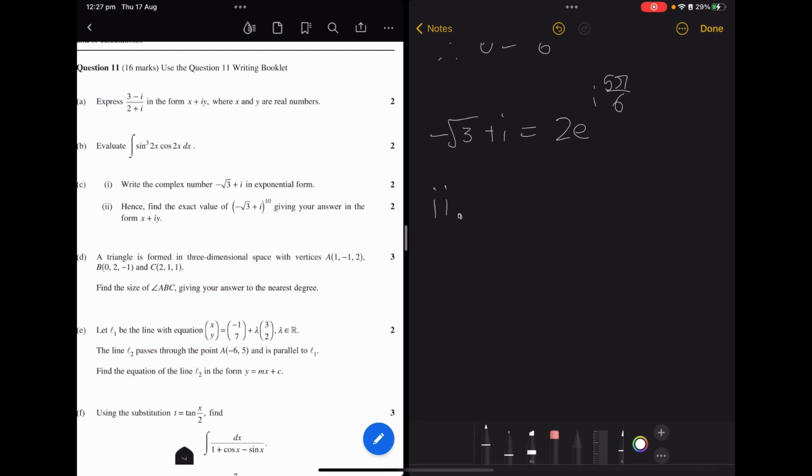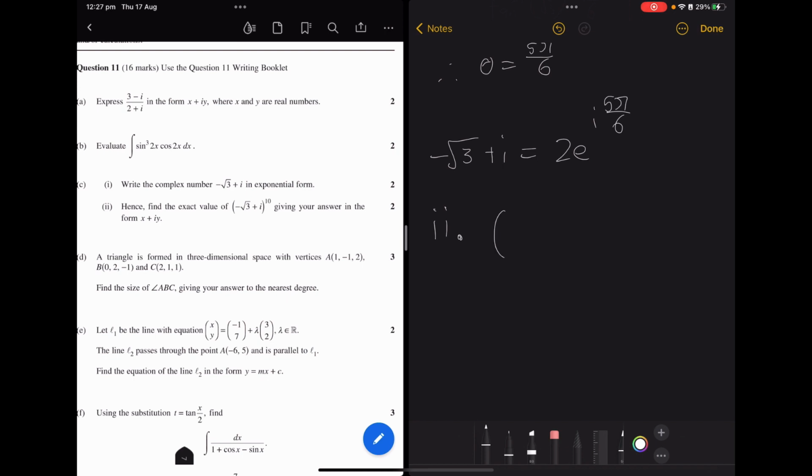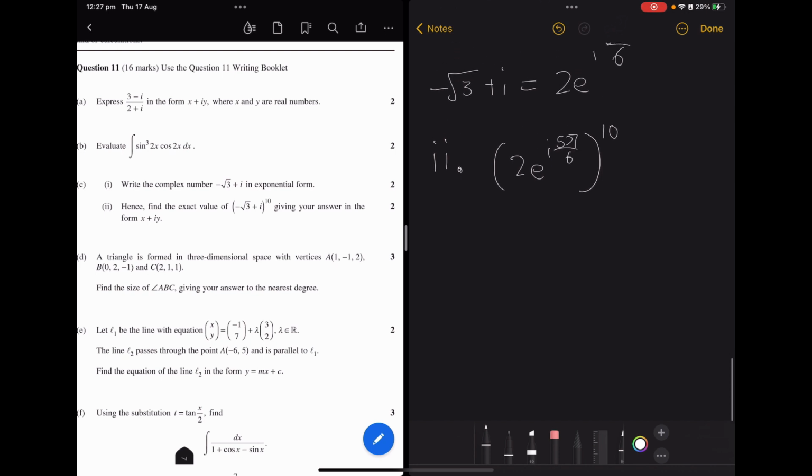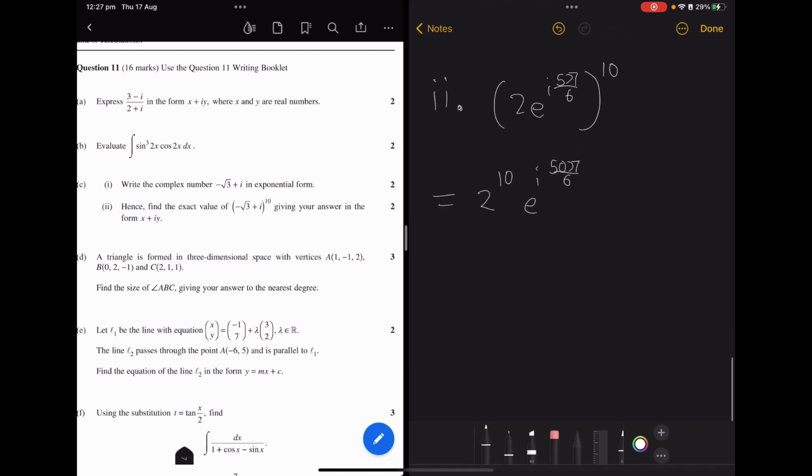So, hopefully you can see that we can make it a lot easier by just using our previous part. We know negative root 3 plus i is 2e^(i5π/6), and then just do that to the power of 10. We can simplify it by putting our power rules in. So that's going to be 2 to the power of 10 times e^(i·50π/6). It's a bit of a big one.